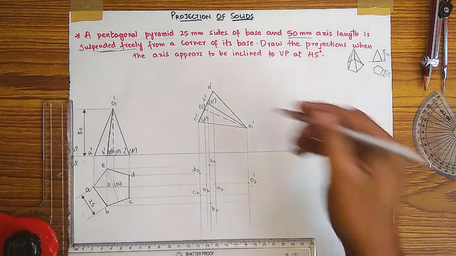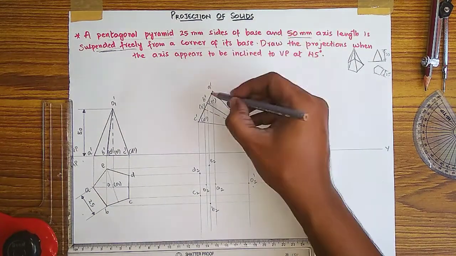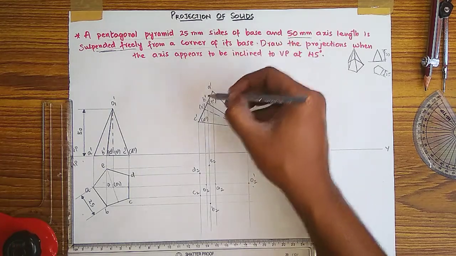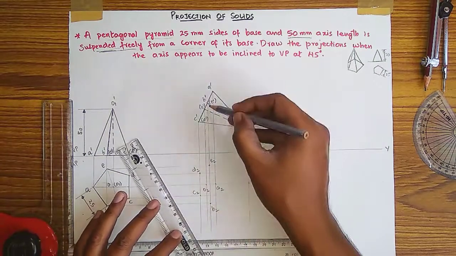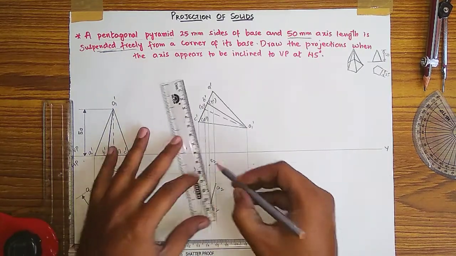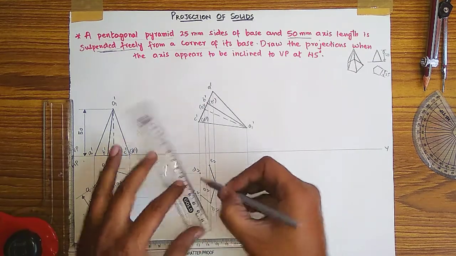Okay, after marking the points, you have to see this pyramid from the top. First I will see this line. This line is visible from the top. So if it is visible, these points are here, so you have to do it dark. For the visibility, you have to do it dark. This pentagon's edges.